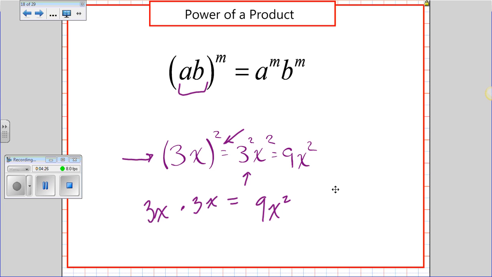So here's a little challenging one for you. If you take 2x and you cube it, what do you get? Well, you should get 2 cubed times x cubed, or 8x cubed.